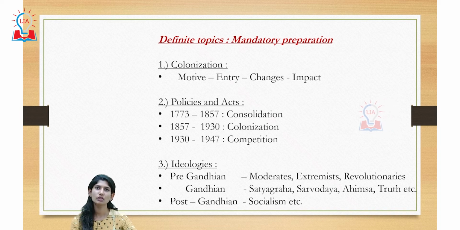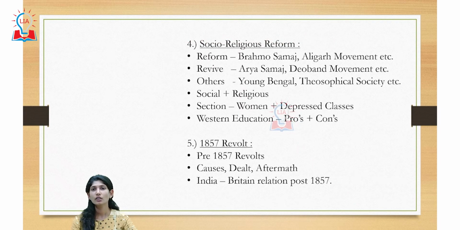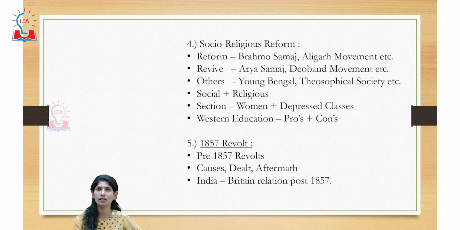That is, for example, socialism. Okay, it is a period where new ideologies were coming. They had a different perception of what freedom meant and how to attain it. Next, your socio-religious reform movements. Under this, we have reform and revival. Your reform movements are in the form of Brahmo Samaj, etc. Under revival, we have Arya Samaj, the Deoband movement, etc. These are mostly concerned with the religious perspective. Then there are other movements, such as the Theosophical Society, etc. Those are concerned with society in general.